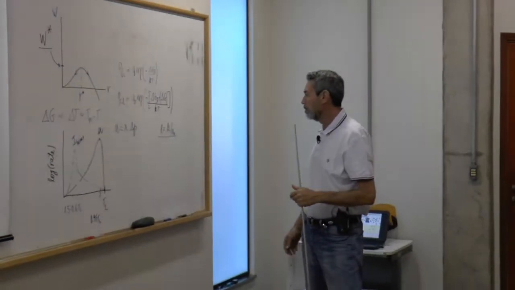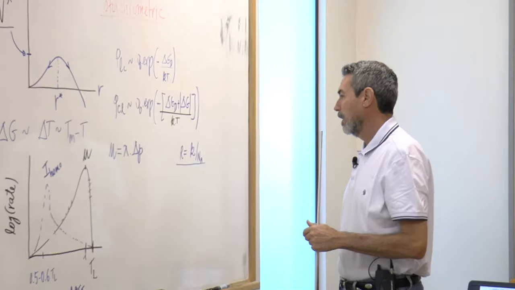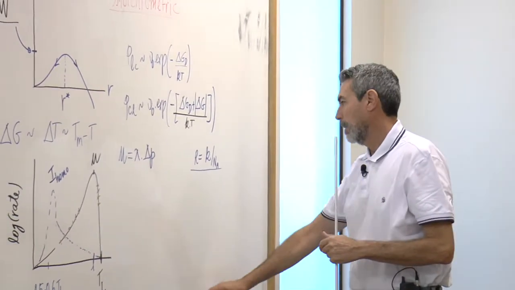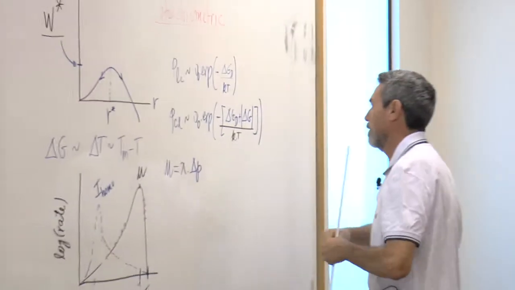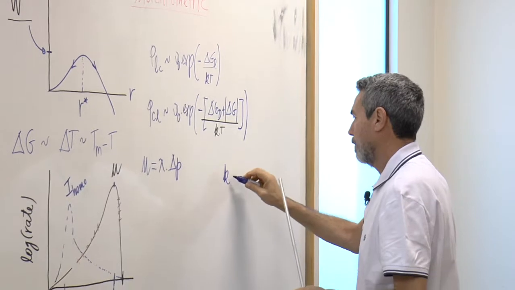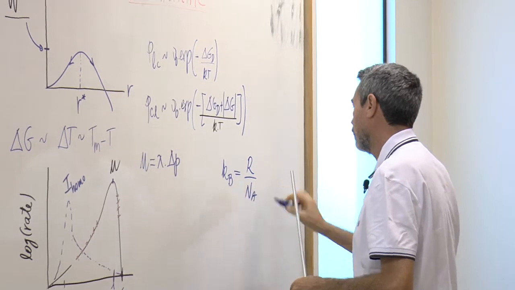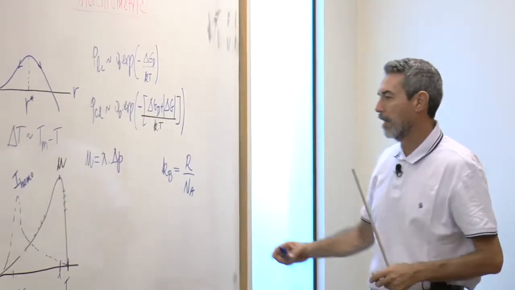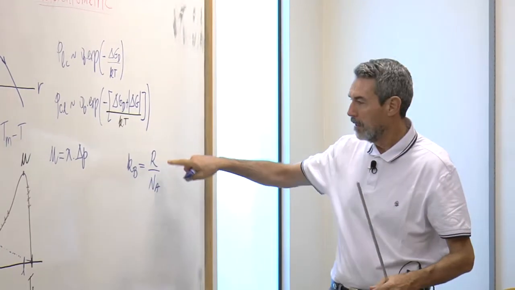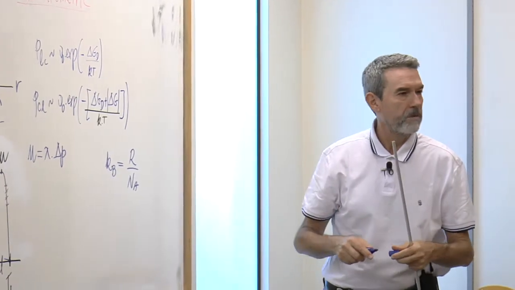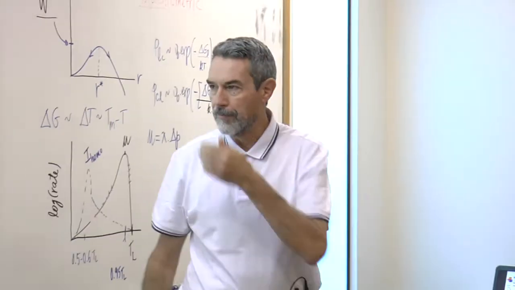K is equal R over N. Yes, K is equal R over N. That's right. K, the Boltzmann constant, is equal R over Avogadro's number. Yes, right, because this is 10 to the minus 23, this is 10 to the plus 23, and R is only about 4, so yes, this is the correct expression. Thank you.